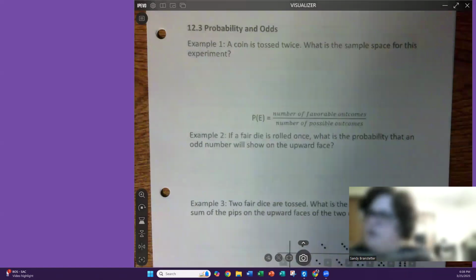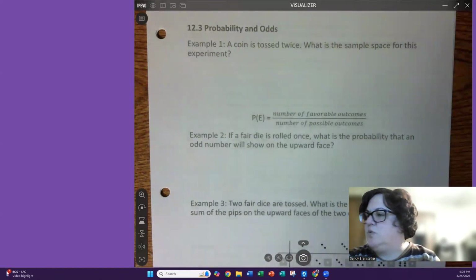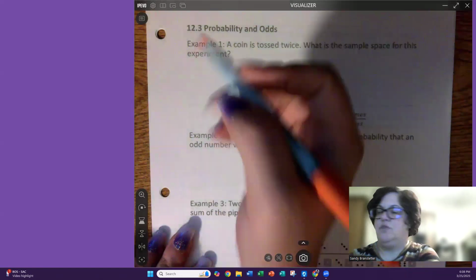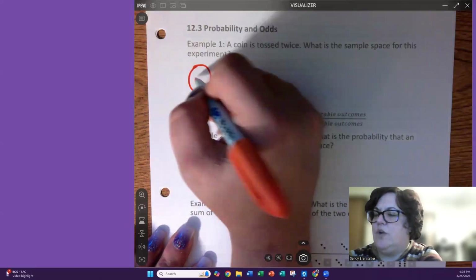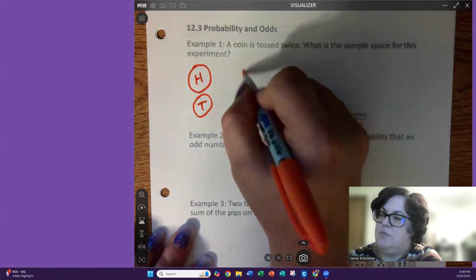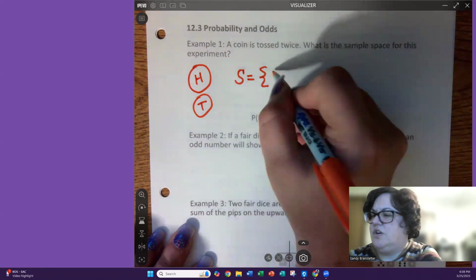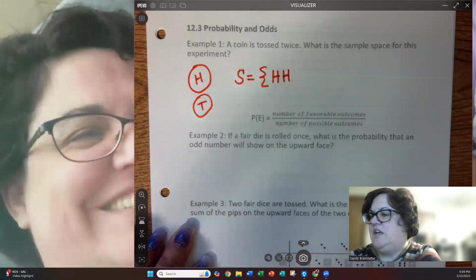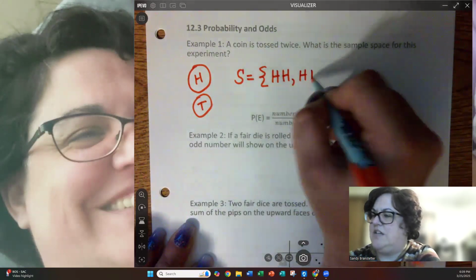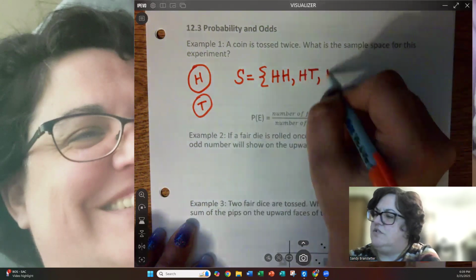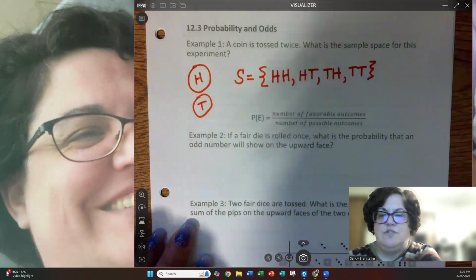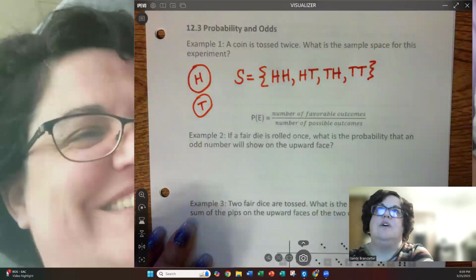So in example 1, it says a coin is tossed twice. What is the sample space for this experiment? So if we're talking about a coin, remember that coins have one side that's heads and one side that's tails. So our sample space is going to be either heads followed by heads, as I flip it twice, heads followed by tails, tails followed by heads, or tails followed by tails. So there are 4 possible outcomes.